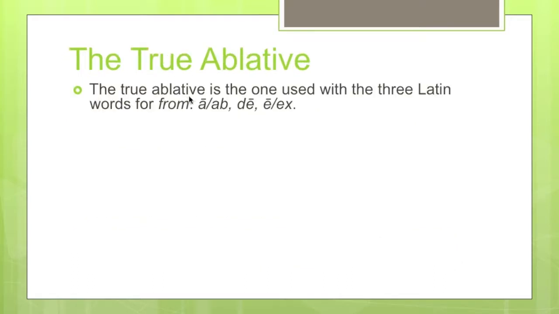The true ablative is the one used with the 3 Latin words for from: a and ab, de, and ex. For instance, ab aedibus, which means from the house, de caelo, which means from the sky, or ex aedibus, which means out of the house. In all these 3 instances, the ablative is carrying its meaning of from.